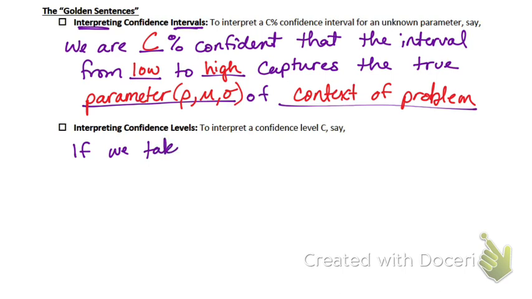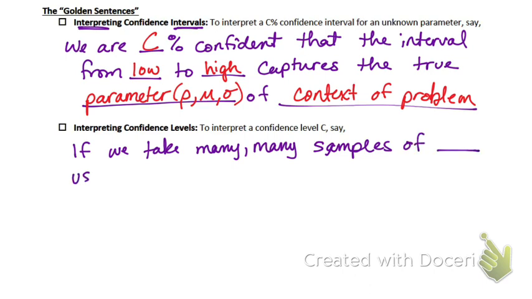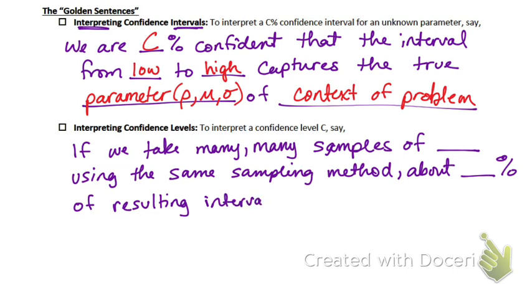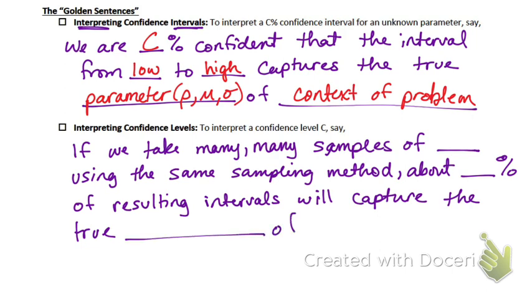If we take many samples of blank using the same sampling method, about blank percent of resulting intervals will capture the true blank of blank.